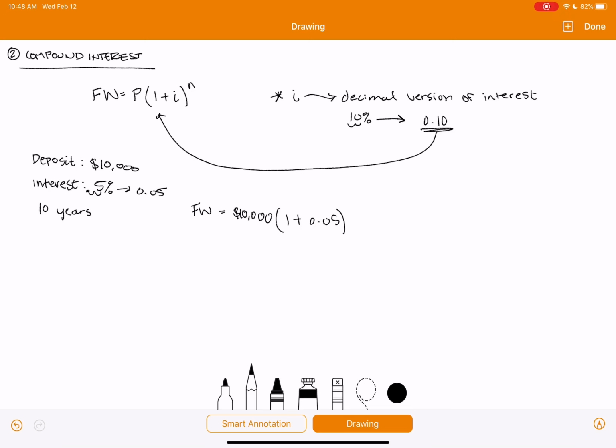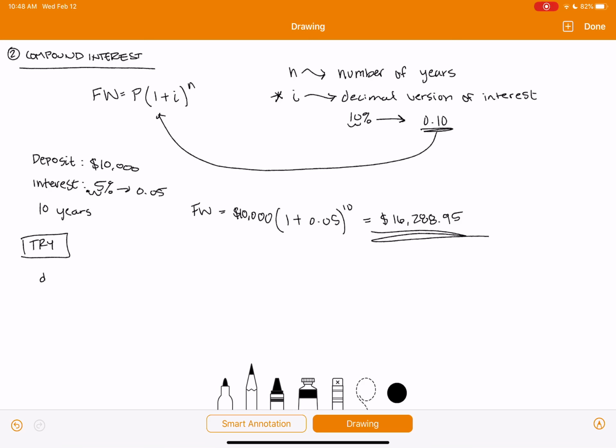And we want to know how much will be in the account after 10 years. So that n in that equation always represents number of years. So I can write that up here. N equals number of years. All right. So you just plug all that into a calculator and you'll get 16,288.95.